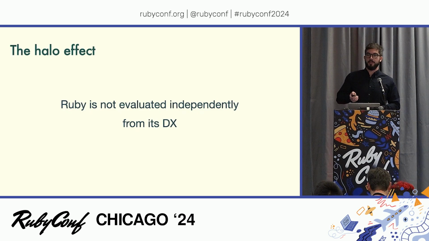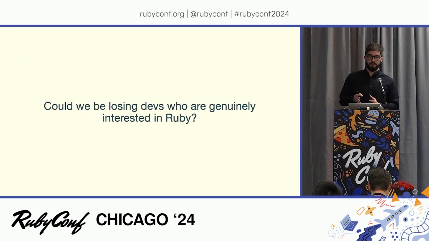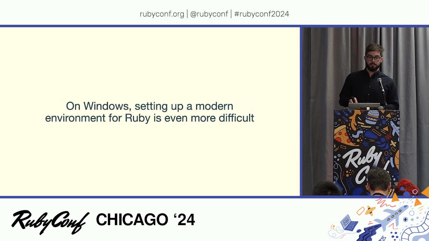The question I want to raise, and the concern that I have, is could we be losing developers who are genuinely interested in Ruby because getting started may be a little bit more difficult than it is in other languages today? Let's take a look at another situation. If we take a look at Windows, setting up a modern development environment on Windows is a little bit more difficult than it is on macOS and Linux. And the reason for that is that many of the tools that we use don't support Windows. In particular, many of the version managers don't support Windows. Sorbet doesn't support Windows, but also core methods of the Ruby API are sometimes not implemented for Windows.